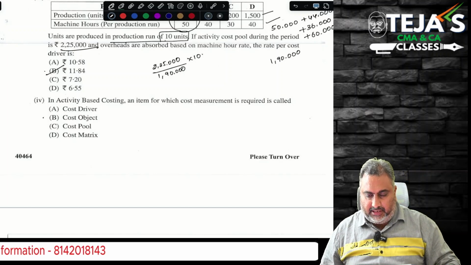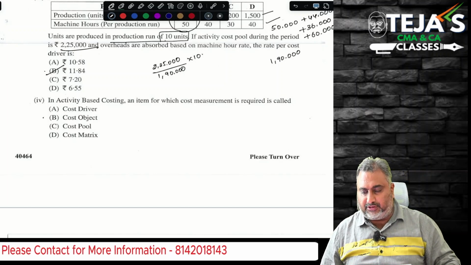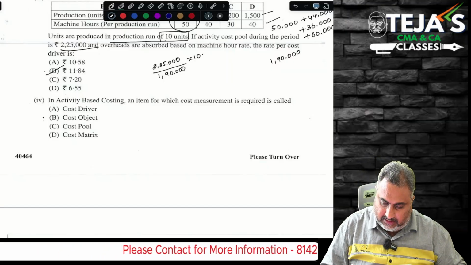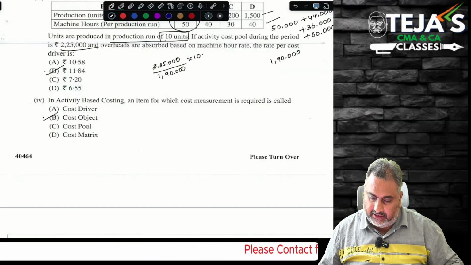In activity based costing, an item for which cost measurement is required is called a cost object. We can call it that.